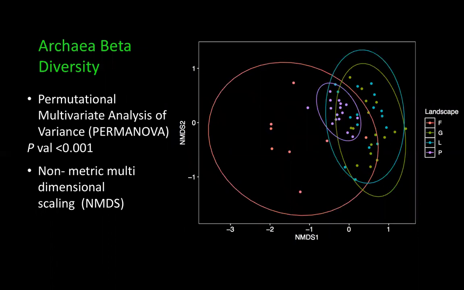Now, on the other hand, with Archaea, what did we find with them? So with the PERMANOVA, we did find it significant, but just like in ANOVA, this is only going to show that there's some sort of difference. It's not going to emphasize what classes are significantly different from one another. So that's why we use non-metric multidimensional scaling.